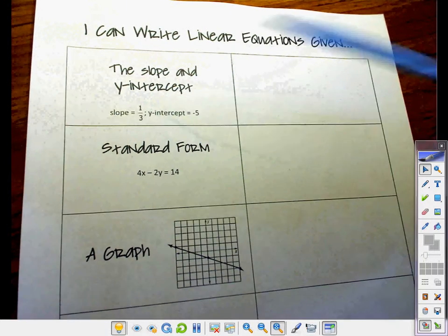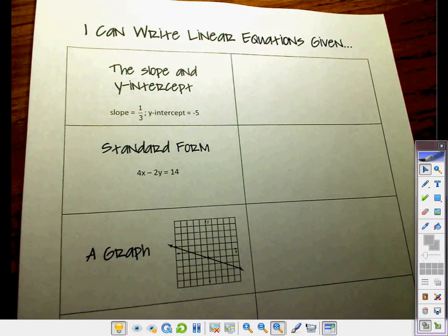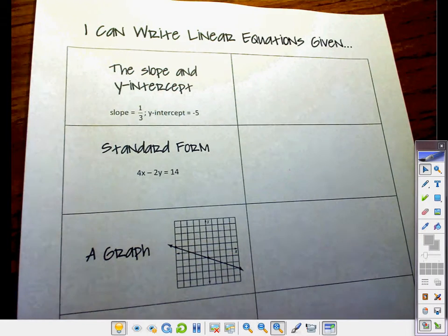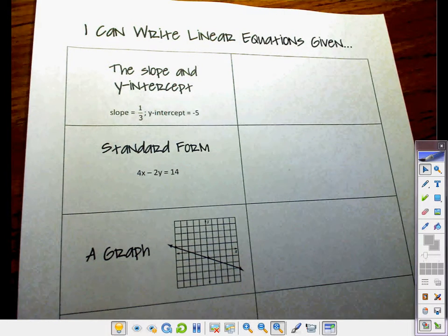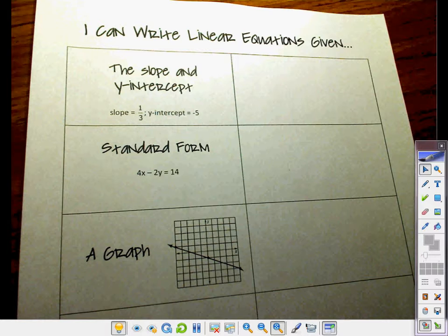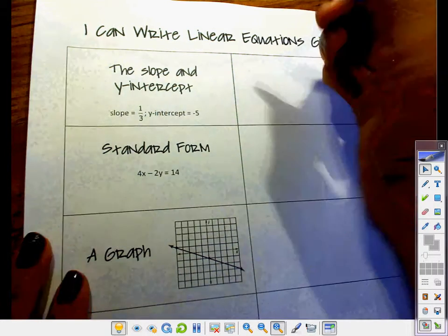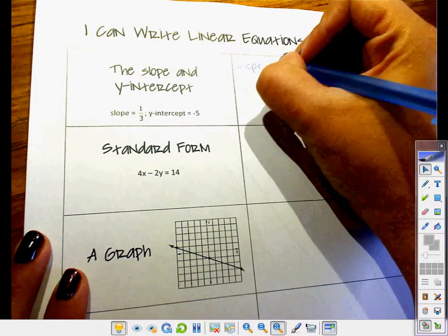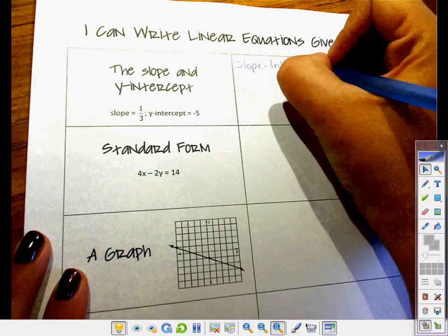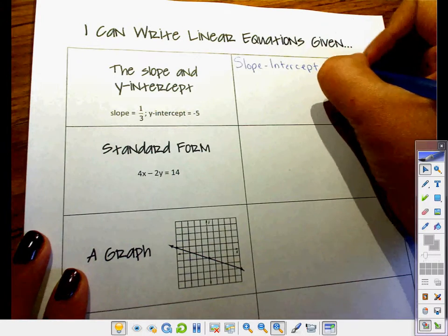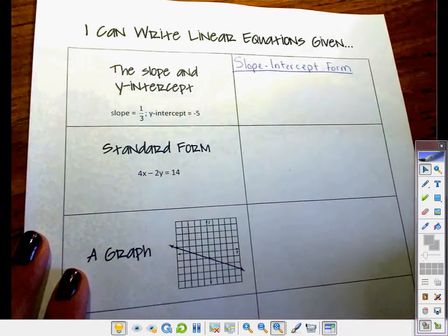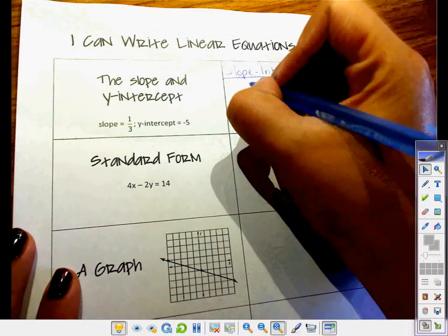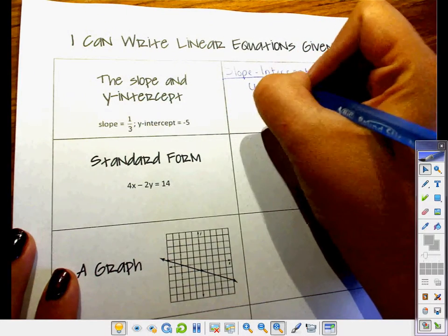So the first one is a slope and a y-intercept. What is the form that I can use if I'm given a slope and a y-intercept? Y equals mx plus b. Very good. Y equals mx plus b. So what is that form called? Slope-intercept form. Form of a what? What kind of graph does it make? Of a line. Cool. So it's y equals mx plus b.